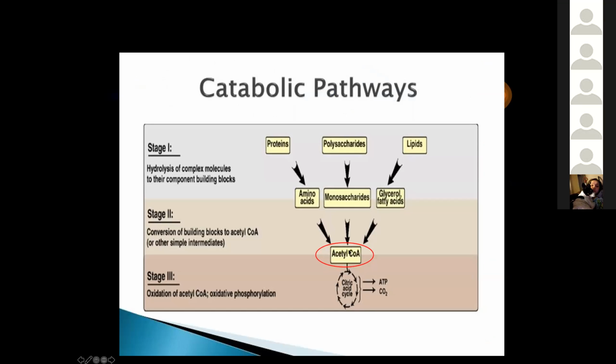Now, just to make the point, these catabolic pathways can start with food, and food can contain proteins, polysaccharides, and lipids. Also can contain nucleic acids, but they're not a source of energy. So these polymers can be converted to monomers. These different monomers, amino acids, monosaccharides, and fatty acids, can all get converted to acetyl-CoA. And acetyl-CoA is the first step in the Krebs cycle, which is also called the citric acid cycle. And as that cycle turns, ATP is generated. So that's how you get energy from the food you eat.